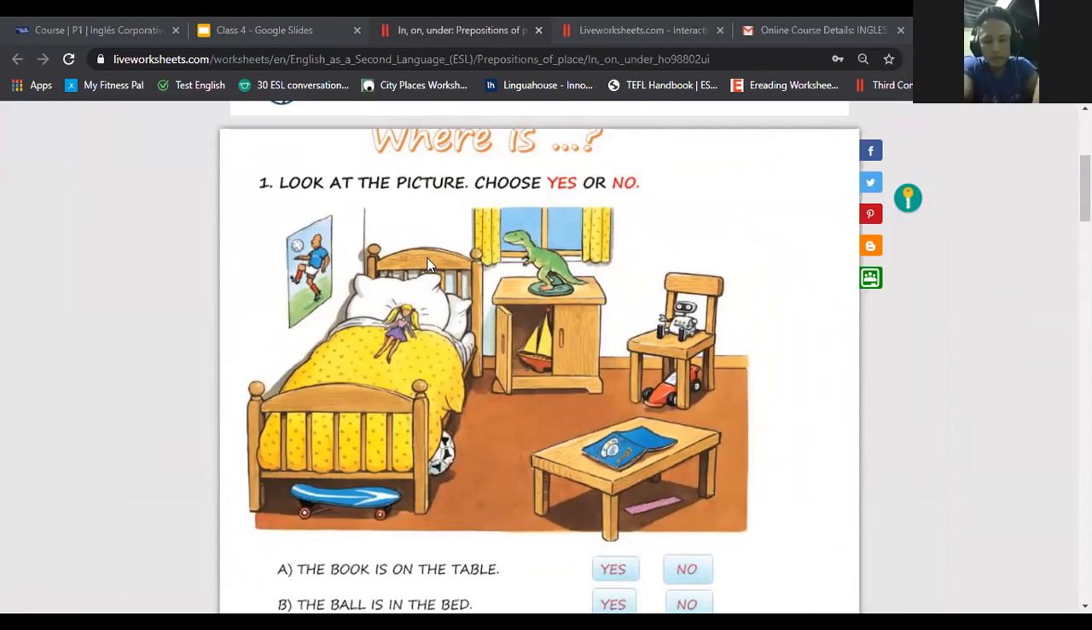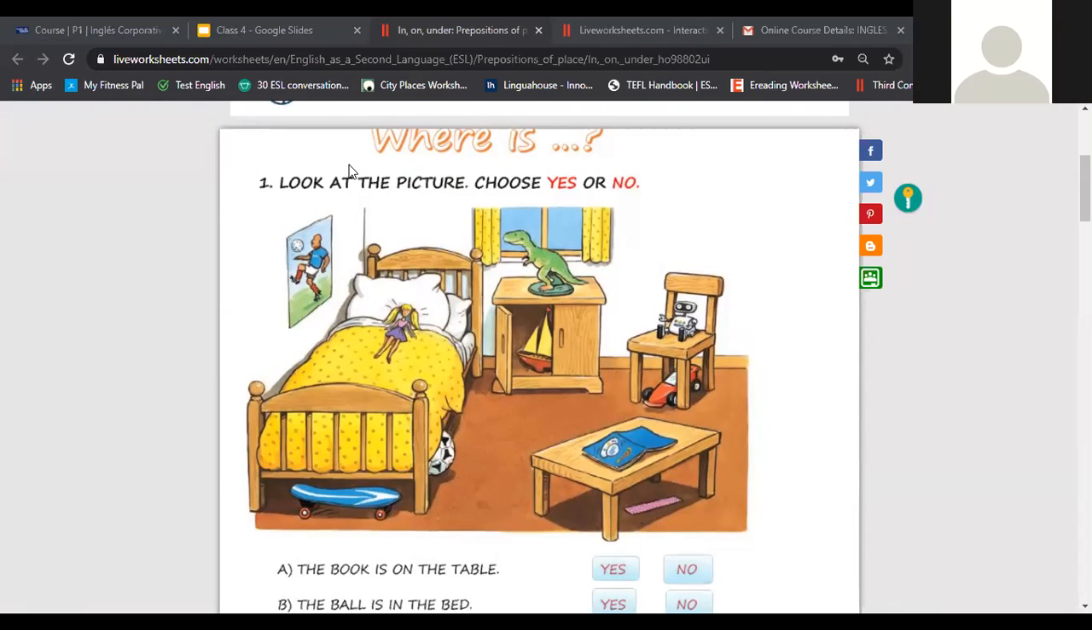All right. Look at the picture. Can you mention the things? Vamos a ver si me pueden mencionar lo que ven antes de poderlos poner en un lugar. What can you see there? Y yo voy a ir escribiendo en el chat.